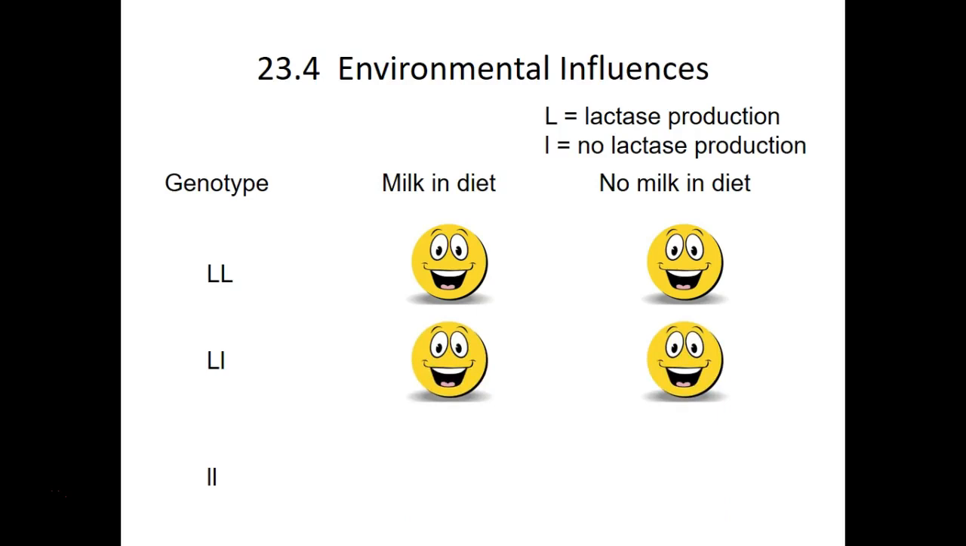If you have one allele for the ability to produce lactase, again, you're going to be happy. But if you are recessive for this genotype, then your phenotype is going to be different. If you have milk in your diet, you're not going to be very happy. But if you choose to stay away from milk, drink Silk instead, then you're going to feel a lot better.